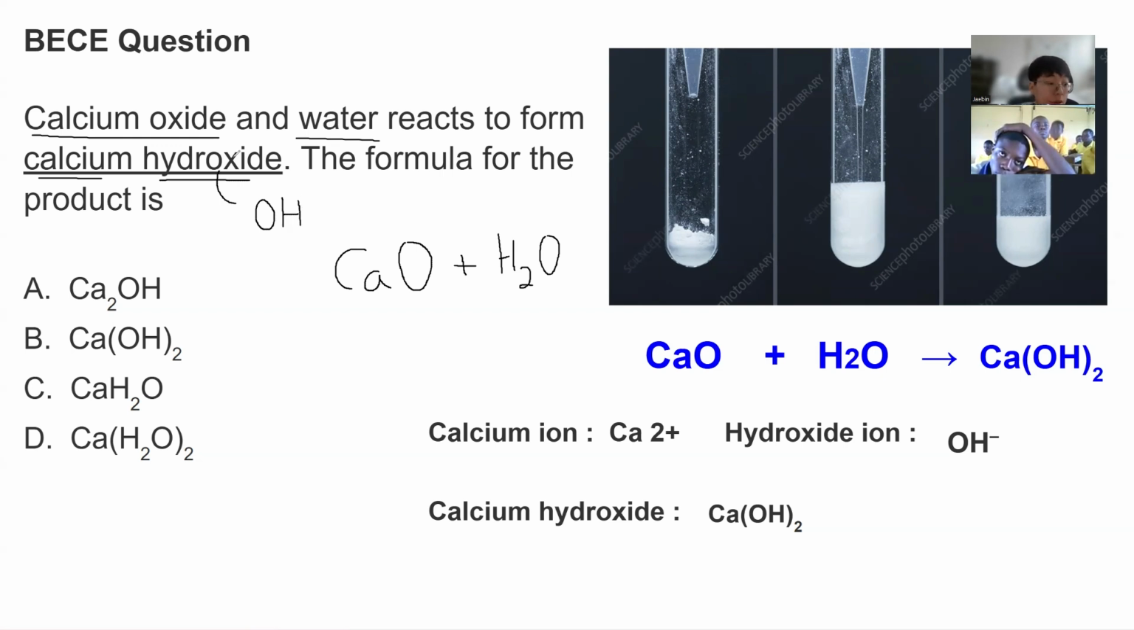It usually is in the form of this ion, the hydroxide ion. Hydroxide usually has a -1 charge. Usually it is OH minus. So from calcium oxide in water, how does it form calcium hydroxide?